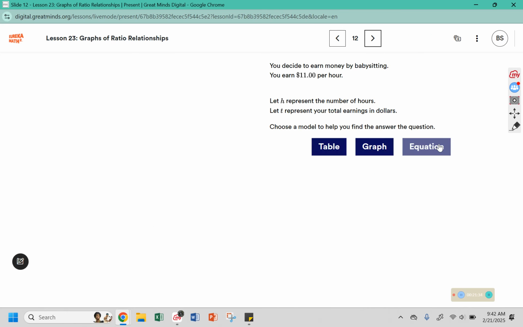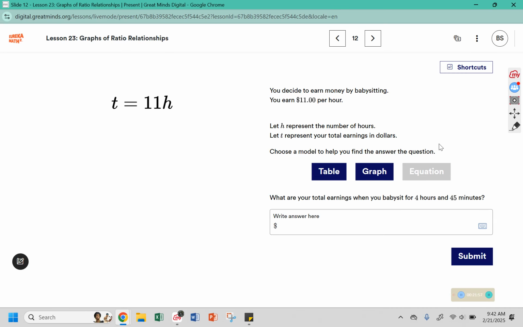You decide to earn money by babysitting. You earn $11 per hour. Let H represent the number of hours and T represent your total earnings in dollars. Choose a model to help you find the answer. We're going to go with the equation. So I have the equation here, and it says, what are your total earnings when you babysit for 4 hours and 45 minutes?